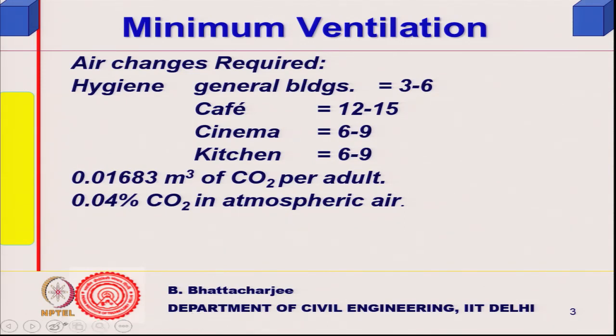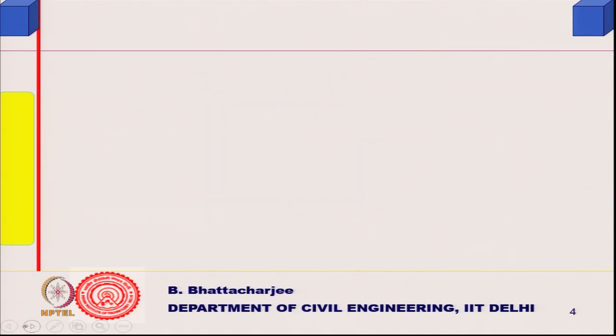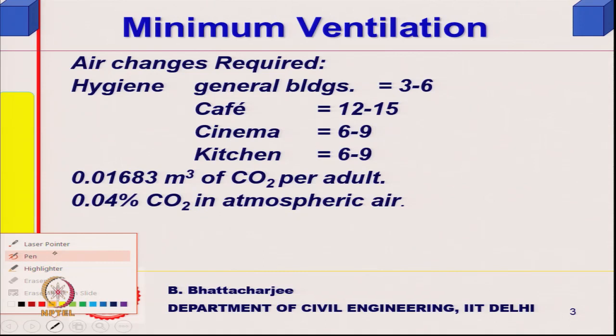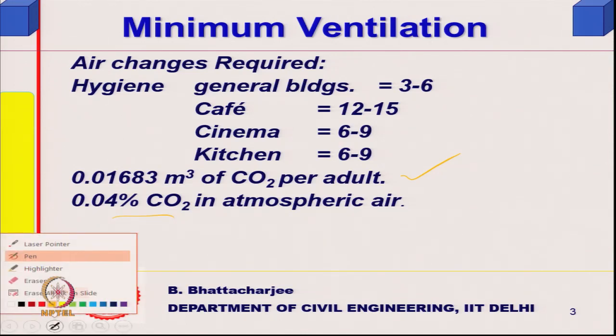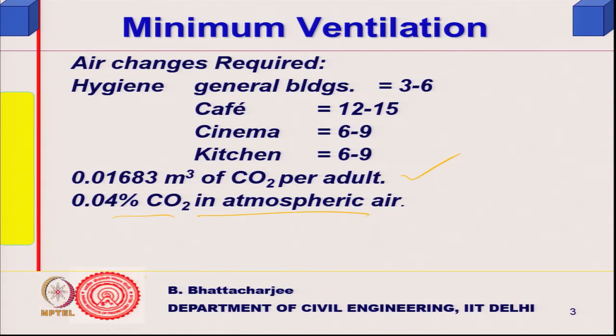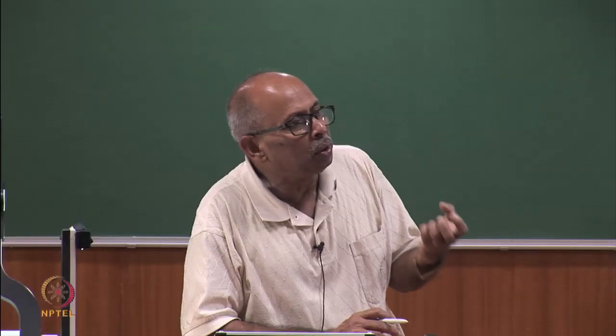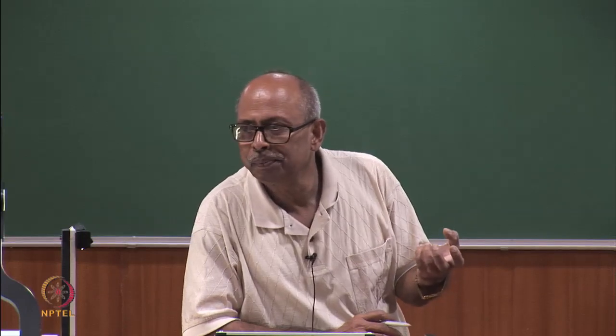This is the amount of carbon dioxide exhaled by every adult, and this is the atmospheric carbon dioxide. Typically 0.4% is carbon dioxide in the atmosphere. So, how much you have to remove will depend upon the number of persons.